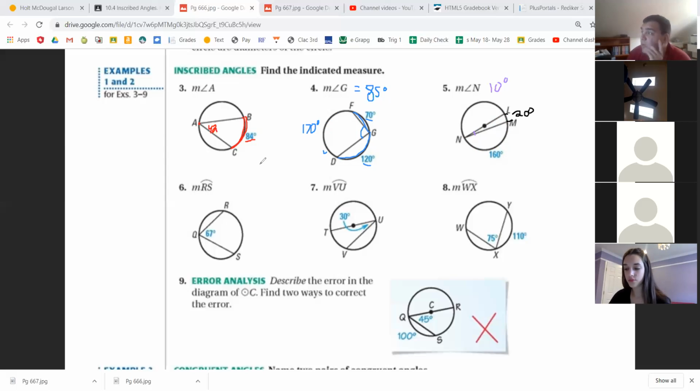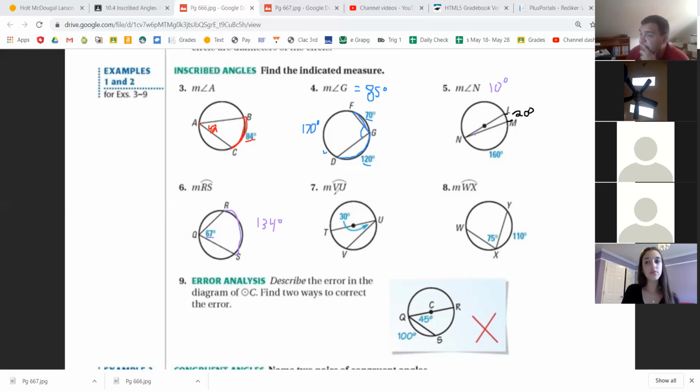Okay. So if the angle's half the arc, then the arc is double the angle. So here in 6 to 8, it's just a reverse. If this is 67, then the arc RS has to be twice as much. So if it's 67, this should be 134 degrees. Just because it's double, the reverse is true. Or is invertible, I should say.